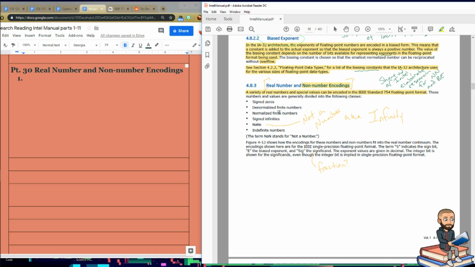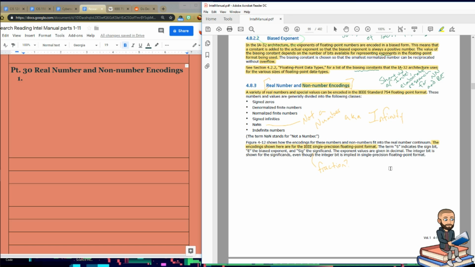Instead, it just says signed zeros, denormalized finite numbers, normalized finite numbers, signed infinities, NaNs, indefinite numbers. The term NaN stands for "not a number." Okay, we knew that. Figure 4-12 shows how the encodings for these numbers and non-numbers fit into the real number continuum. Every time I read that word, I think of Star Trek and the Q continuum. Well, they say that the encodings shown here are for the IEEE single precision floating point format. So remember, that's 32 bits.